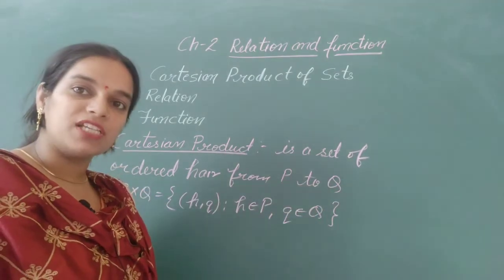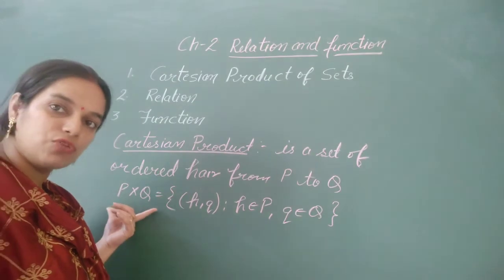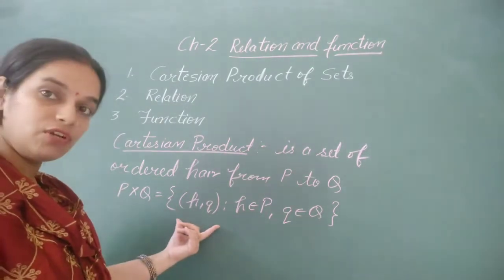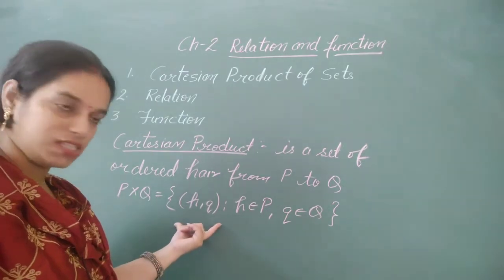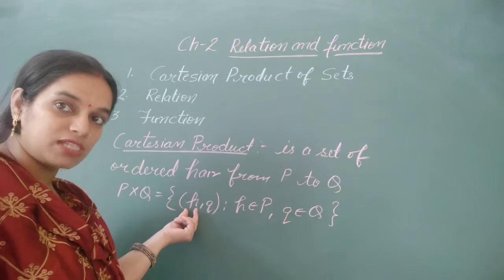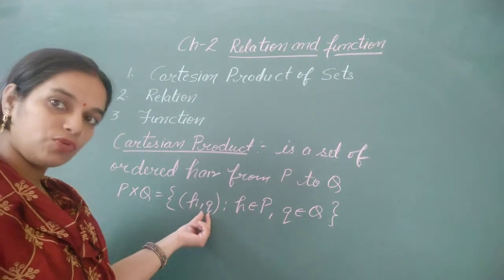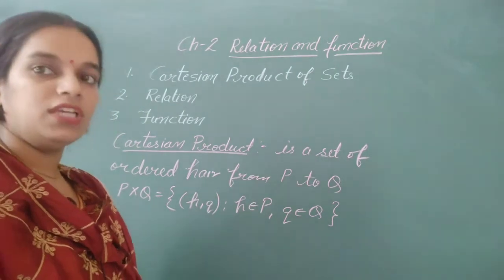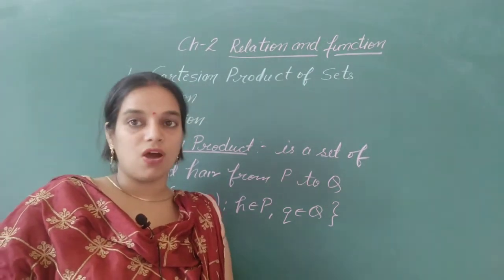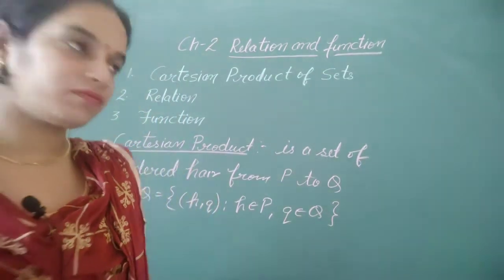I am taking two sets as P and Q. So in the Cartesian product, P cross Q, the ordered pair will be like this, (p, q). The element p will be from the first set P, and the second element q should be from the set Q. In this way we will find their Cartesian product. Now we will discuss it by taking an example.